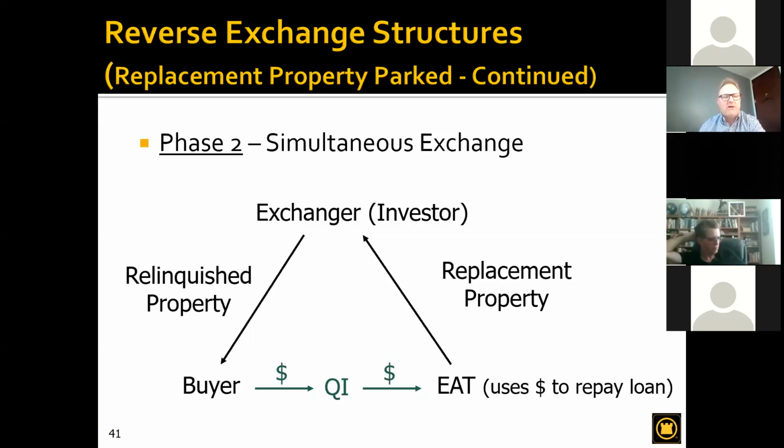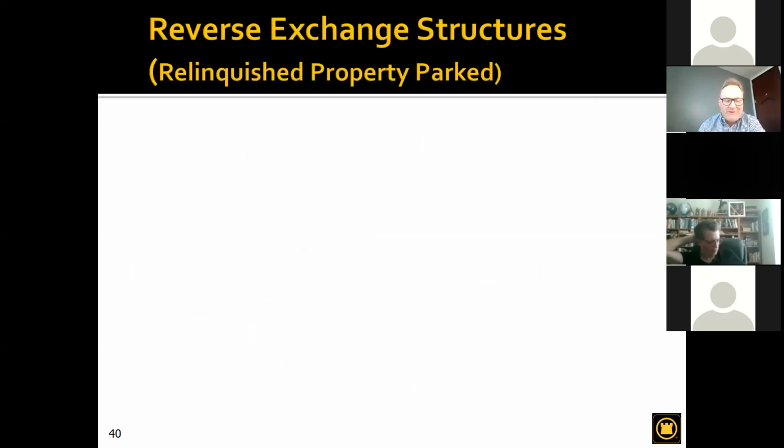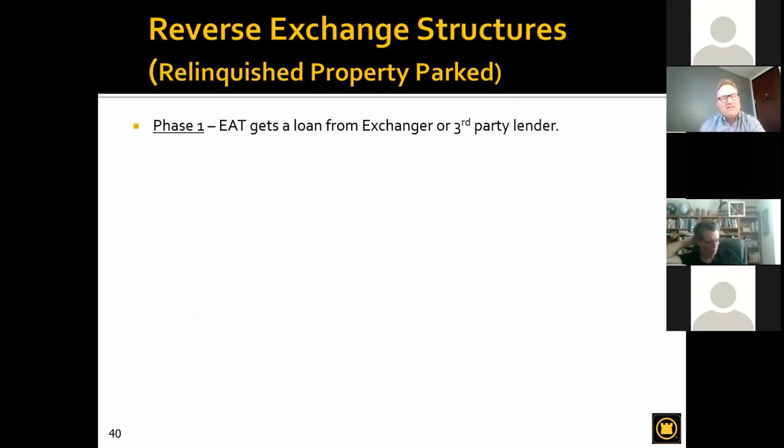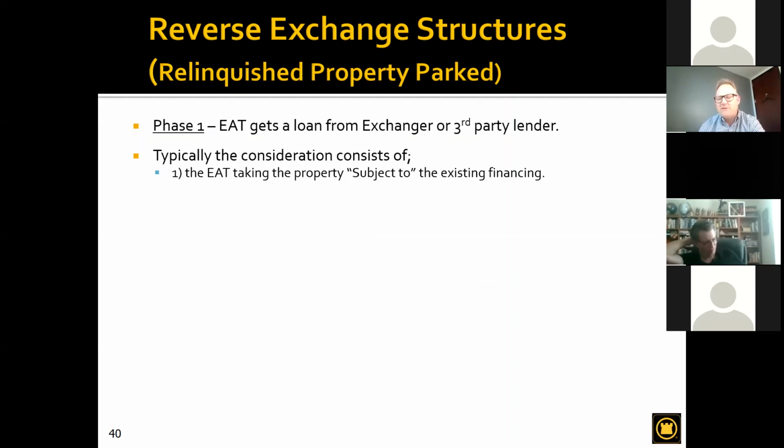The previous one was parking the replacement. We can also park the relinquished property, and again, it works the same, except the EAT's going to get money or cash from the exchanger or a third-party lender. Typically, the consideration consists of the EAT taking the property subject to the existing financing, and a purchase money loan from the exchanger for the amount of equity. So the investor kind of has to guess what they think they're going to sell this property for and inject the equity side of it, because that's generally what we're dealing with in a regular 1031 exchange: the equity.